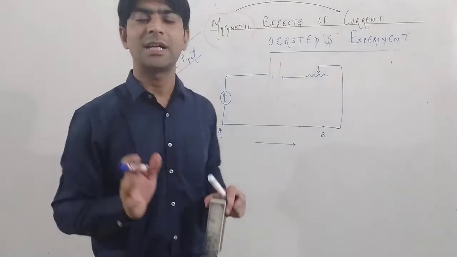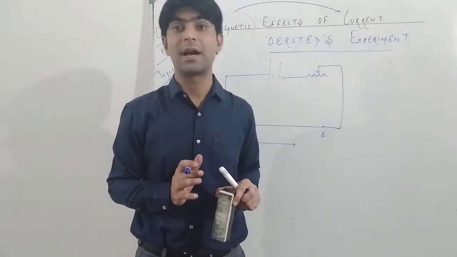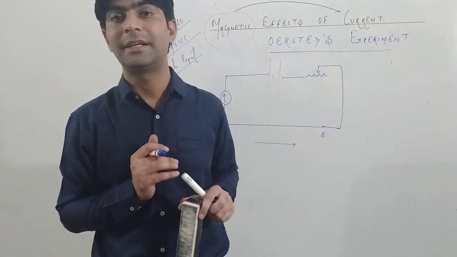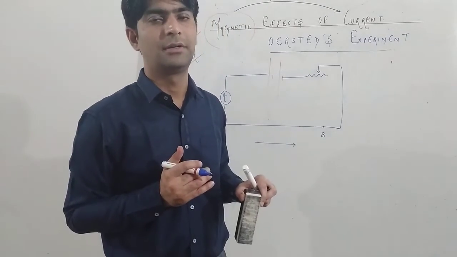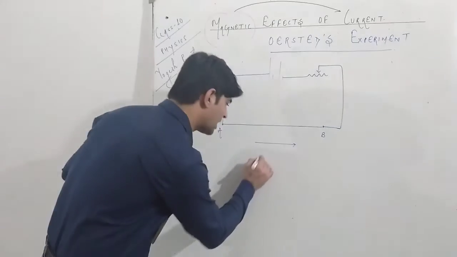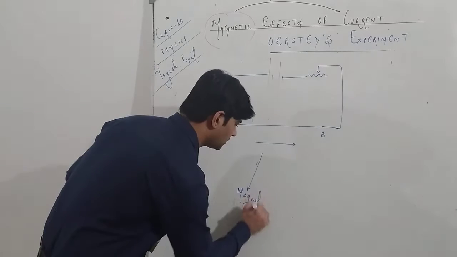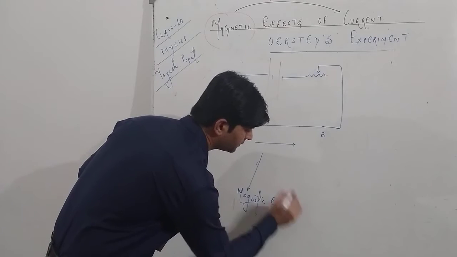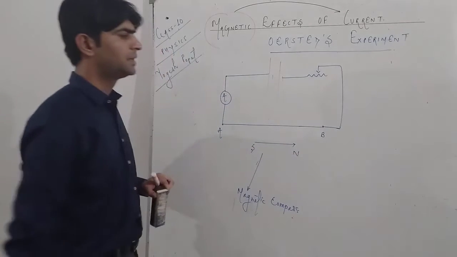In this experiment we will actually see that electricity produces a magnetic field. That means if a current carrying conductor is kept at any particular area, it will produce a magnetic field around it. And to detect that magnetic field, we'll be using this magnetic compass. This is your magnetic compass. Here I am taking it as a north pole of the compass, and this is the south pole of the compass.